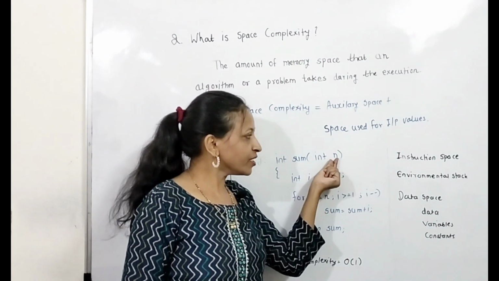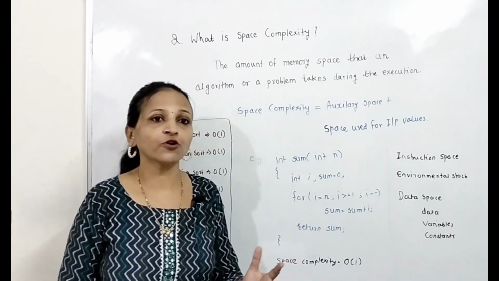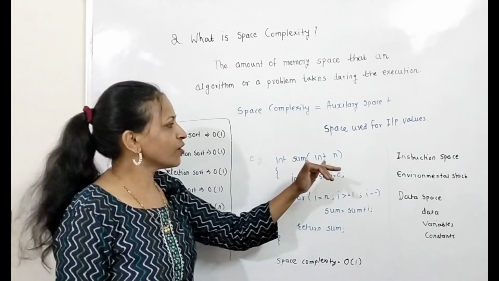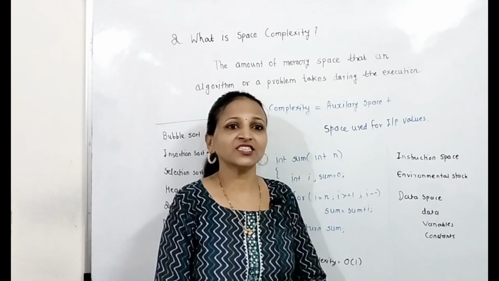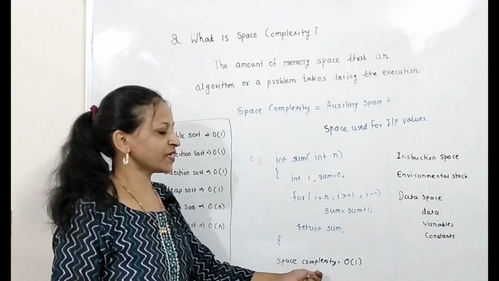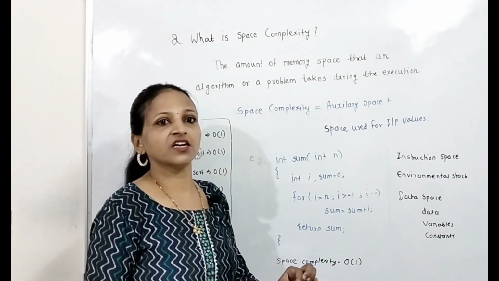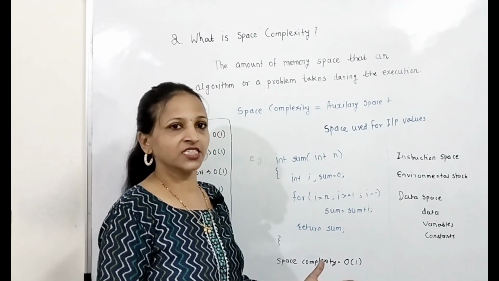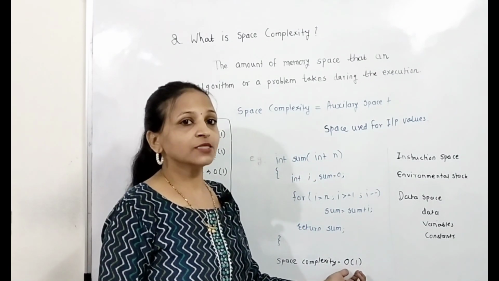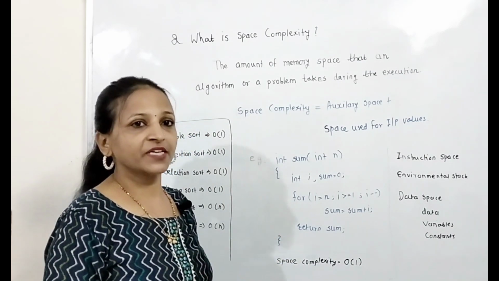Meaning, we have to consider whether the space requirement changes according to n or not. Here, according to n, the space requirement is not changing, it is fixed. That's why we can say the space complexity is big O of 1, meaning constant. According to n it is not changing, that's why it is constant, big O of 1. Getting it? This is the overall concept of space complexity.